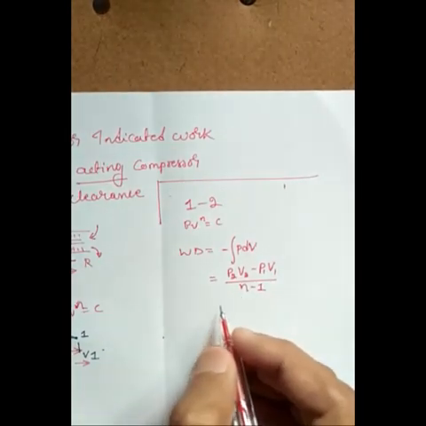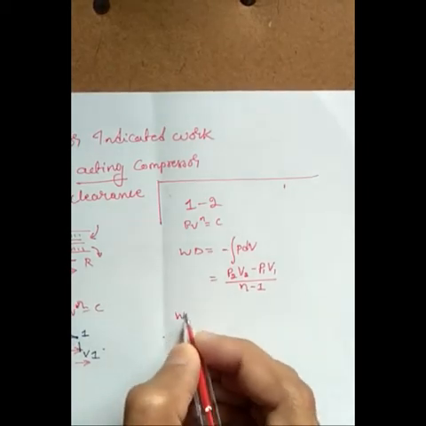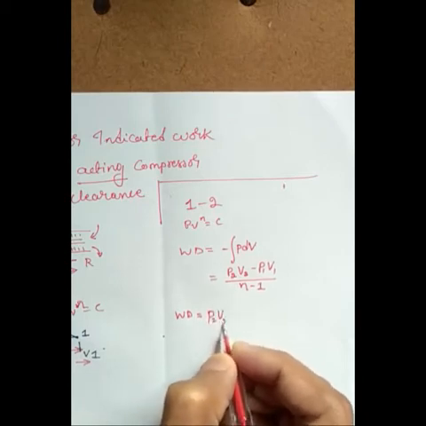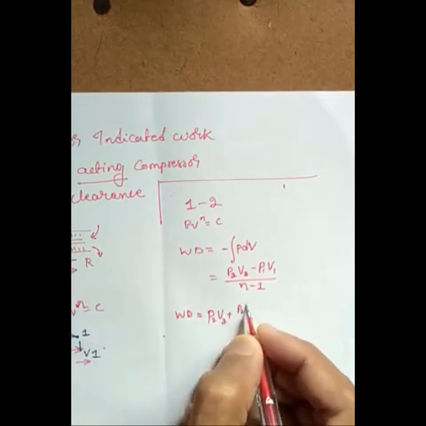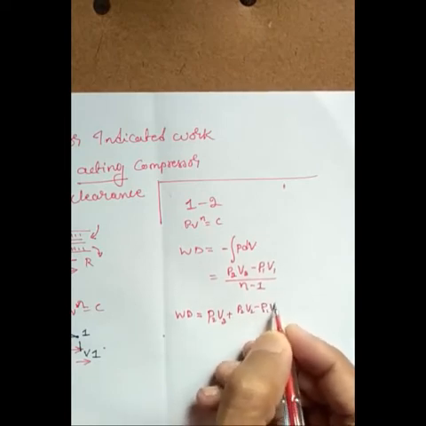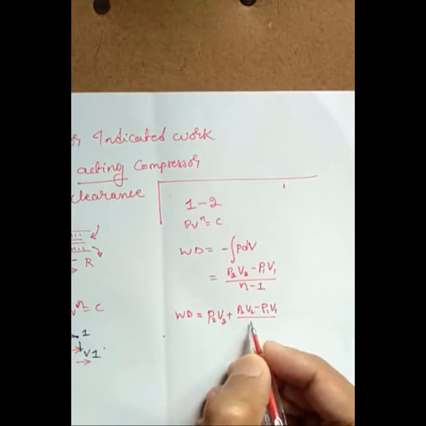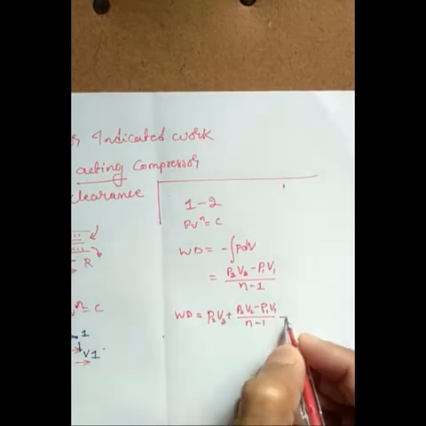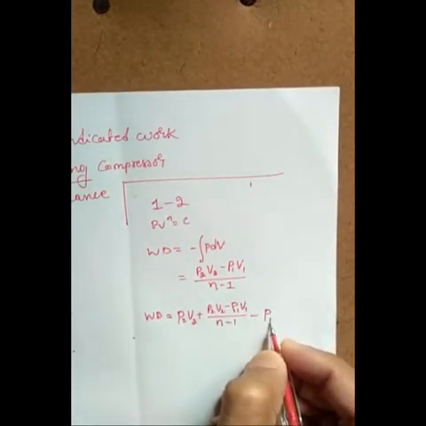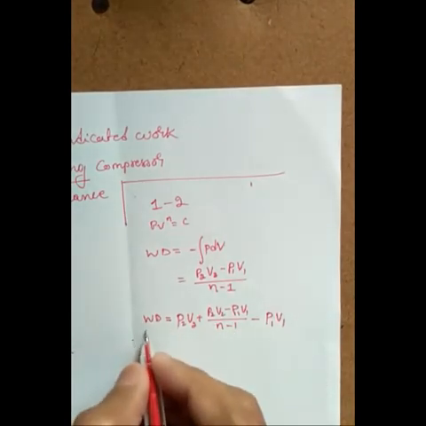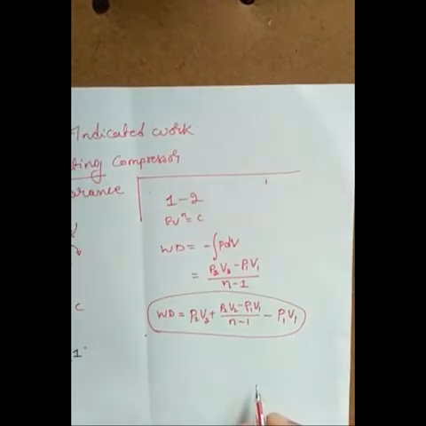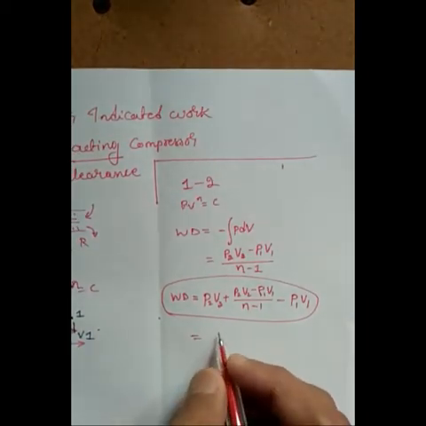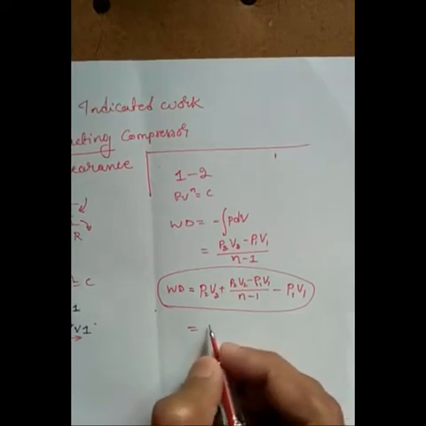And therefore, the total work done can be written as P2 V2 plus P2 V2 minus P1 V1 by n minus 1, that minus P1 V1. So this is one important step you should remember. Later in the next step we'll just modify this equation.